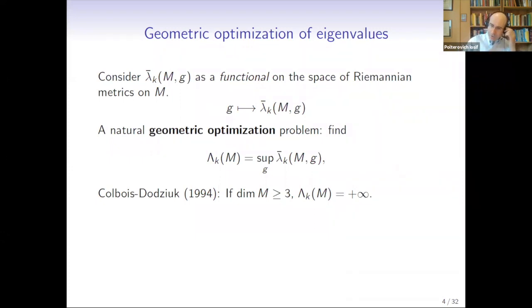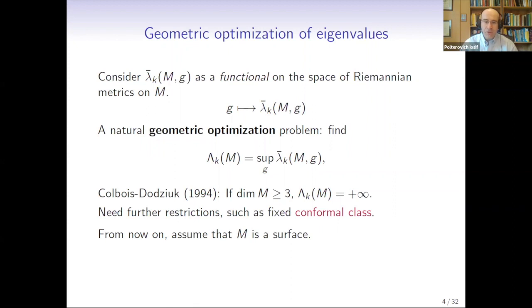And moreover, in dimension 3 or higher, it has been shown by Bruno Colbois and Joseph Dodzik in 1994 that on any manifold, this supremum is infinite. So in order to make the question interesting in higher dimensions, you in fact are forced to introduce some other restrictions. And for example, what you could do, you could restrict your metrics to a fixed conformal class, and then the question will become interesting again.